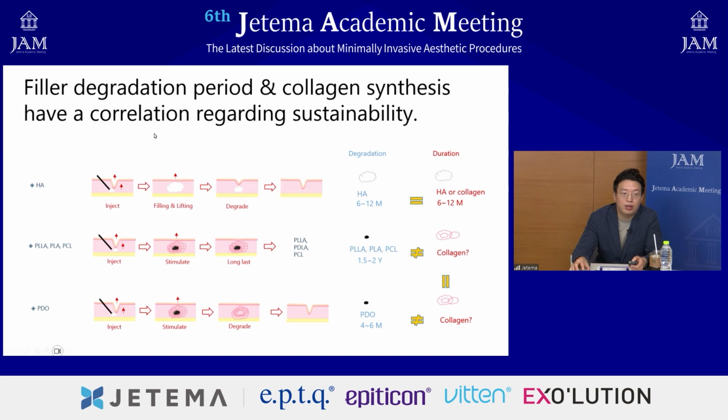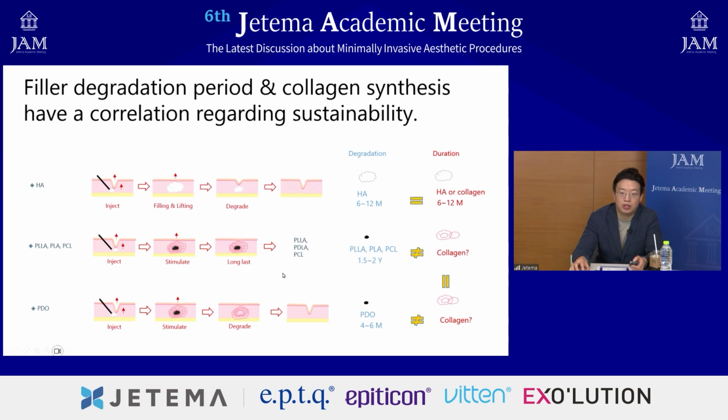When you look at the degradation period, HA filler lasts 6 to 12 months. We say 1 or 2 years, but it's longer than before. And the polymers here, PLLA, PLA, PCL, have a degradation period of 1.5 to 2 years, so 1 to 2 years. So it's longer than HA. And PDO is a little bit short, about 6 months, so less than 1 year. This is why PLLA or polymer is currently very popular in Korea, because it has a longer degradation period.